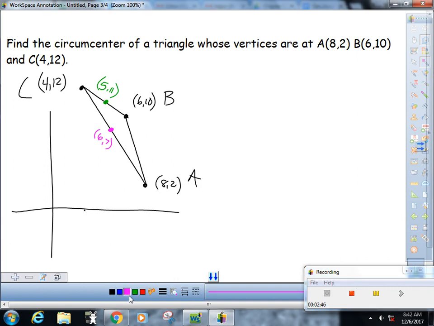Now, before I get going with the algebra, I just want to get a good grasp of what the heck I'm doing. So I'm looking for the intersection of the perpendicular bisectors. And again, this is just a rough sketch. That's kind of like the perpendicular bisector. Do you agree?